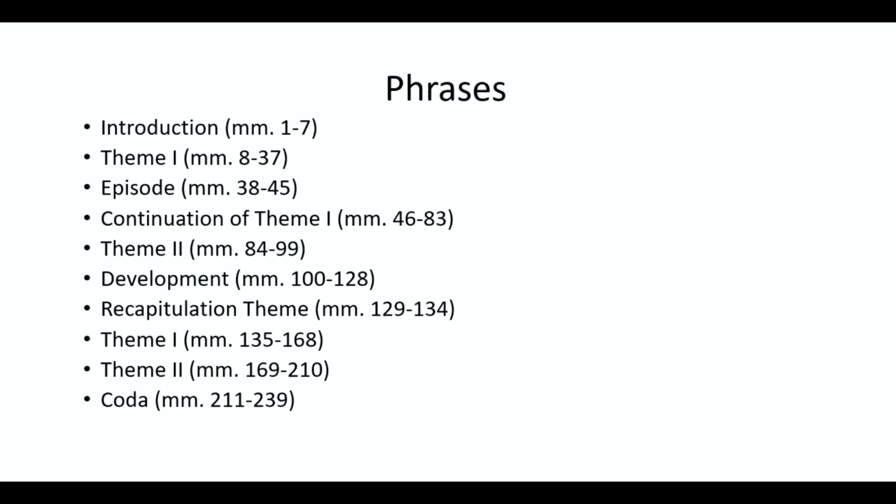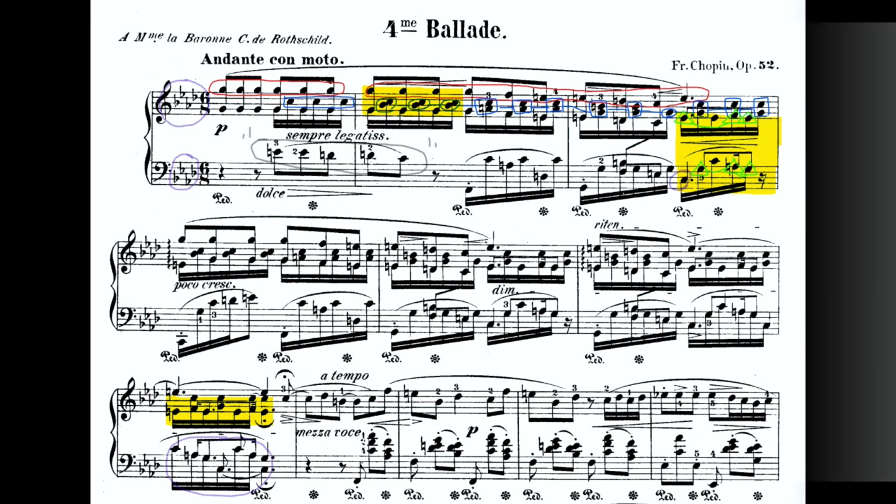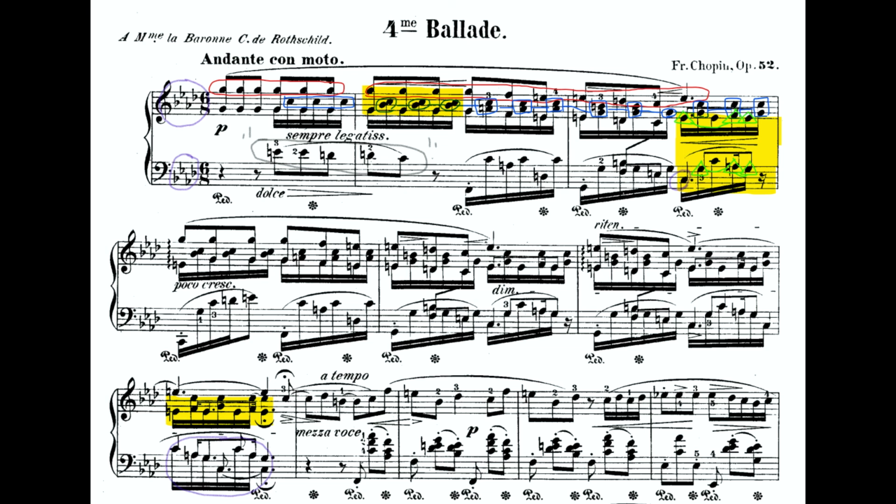There are the introduction, theme 1, theme 2, development, and recapitulation with the coda. This piece is treated more like the sonata style, because it has a recapitulation that repeats exactly like the introduction, theme 1, and theme 2 that you have seen in the opening. So this is considered a masterpiece. It actually has a sonata-like style ballade. So let's start from the opening of the introduction.